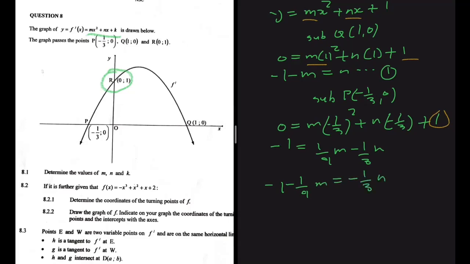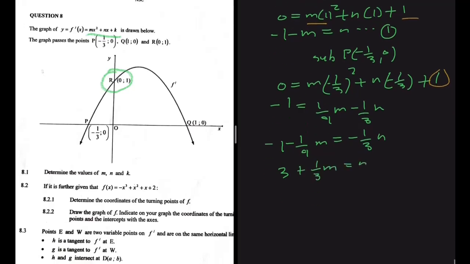So we're gonna divide everything by minus 1 divided by 3, right? So if we say minus 1 divided by minus 1 divided by 3, that should give you 3. And then if you say 1 divided by 9 divided by 1 divided by 3, right? The negatives will cancel out. You will get plus 1 divided by 3m is equals to n.